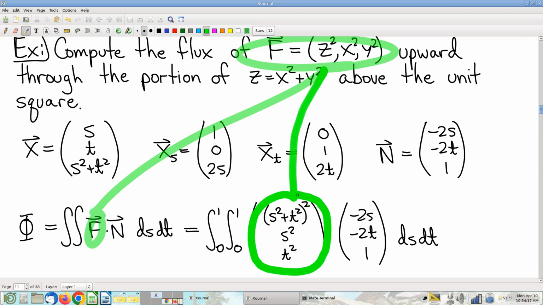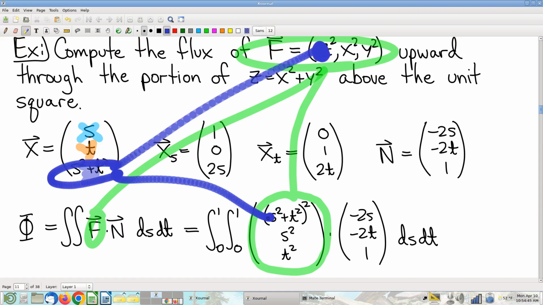Okay, now wait a second. It doesn't look like that. How did the thing that was up there turn into this thing down here? Well, don't forget, our parameterization is telling us our formulas for X, Y, and Z. And so up here, for example, this Z is that thing. Is everybody with me?